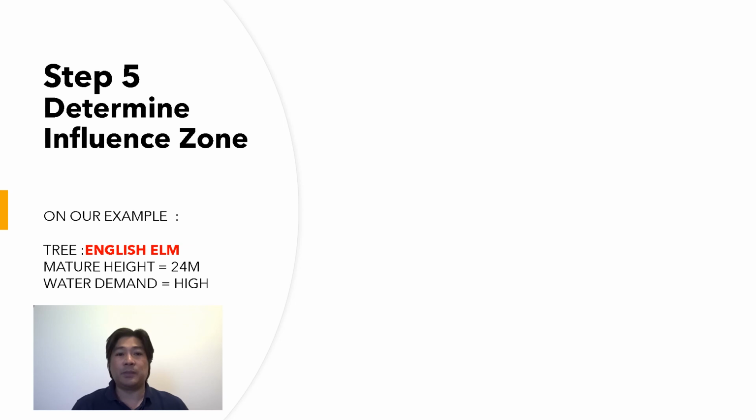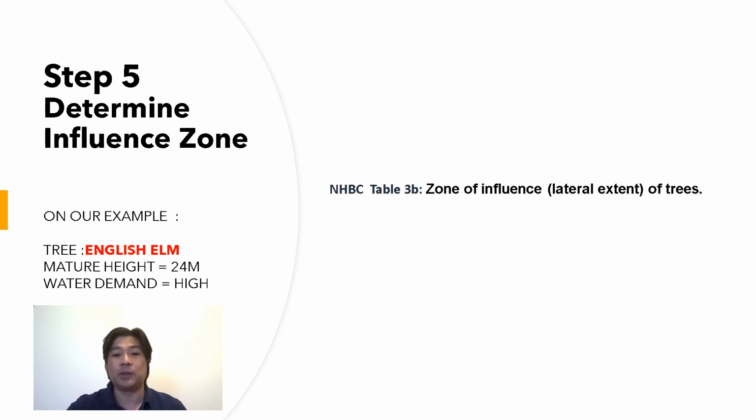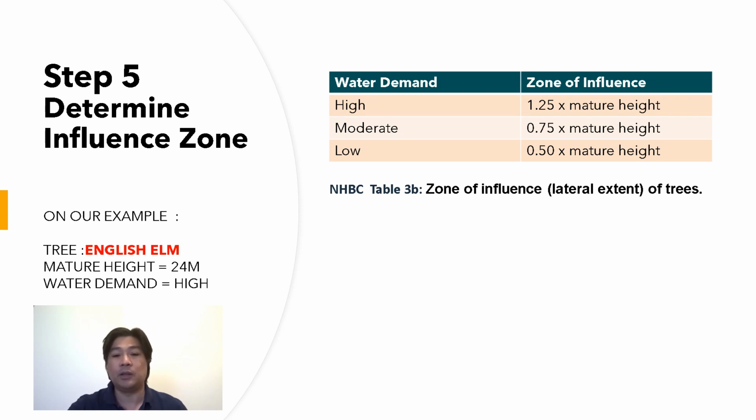After determining the tree's matured height and water demand, we now move on to calculate the influence radius. The influence radius determines the circle forming the influence zone of the tree. Foundations within the influence zone can be affected by the tree's presence. The influence radius can be obtained using Table 3B of the NHBC manual, reproduced on the right of the screen. When the water demand is high, the zone of influence could be taken as 1.25 multiplied by its matured height. When it's moderate, the coefficient is 0.75, and when it's low, the coefficient is 0.5.